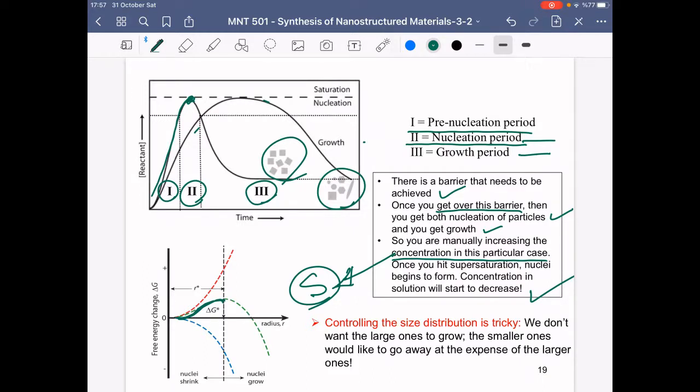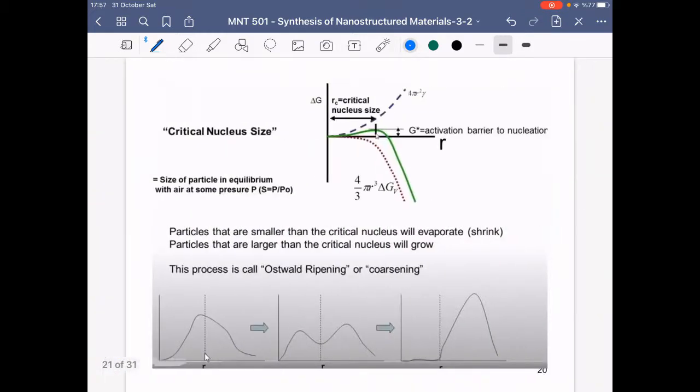Controlling the size distribution is tricky. We don't want the large ones to grow. The smaller ones would like to go away at the expense of the large ones. That's also very important for you. Again, this graph, we know this one, is critical. G star is the activation barrier to nucleation. This is what I try to get over. I want to get over the G star to reach R star.